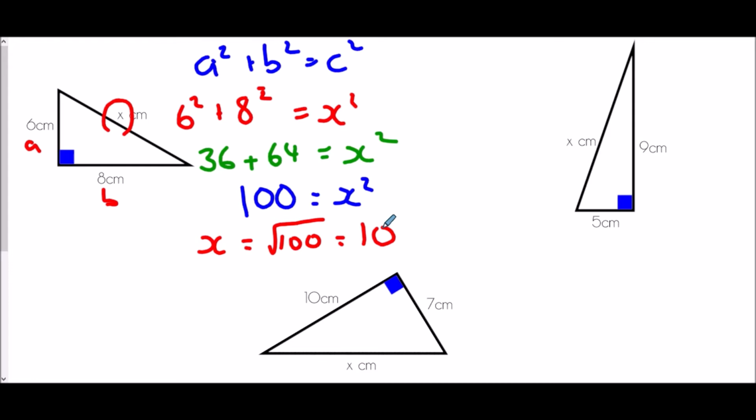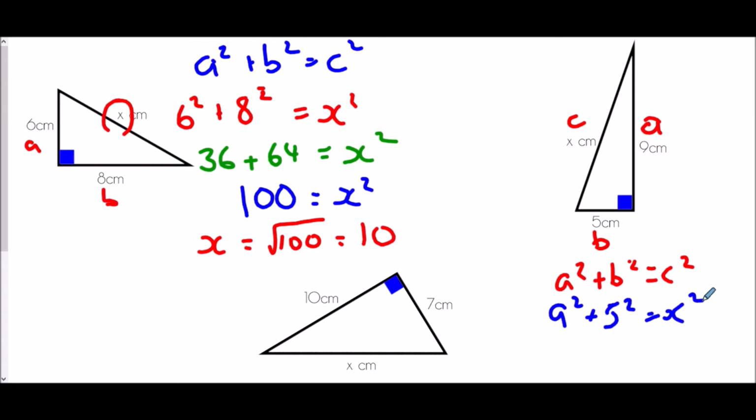In the second question, we have x as our hypotenuse, we have 9 as what we would call a, and 5 is what we would call b. And if we make our little formula, a squared plus b squared equals c squared, well, we just fill in our values. So a is 9, so 9 squared plus 5 squared equals x squared.